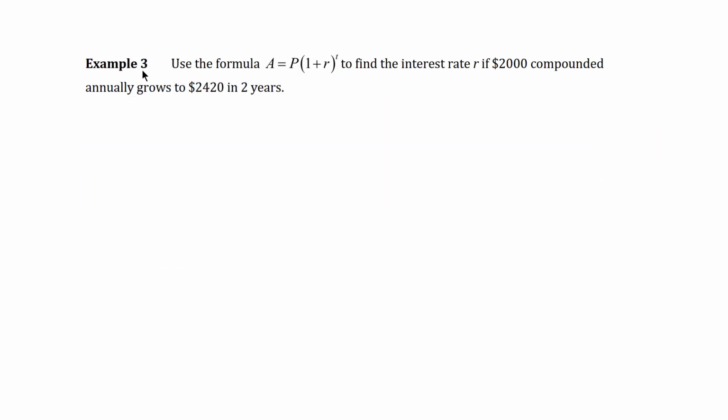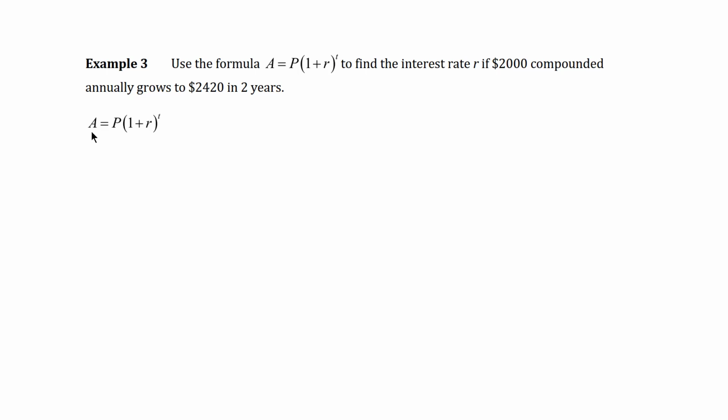For example number 3, use the formula A equals P times the parentheses 1 plus r raised to the t power to find the interest rate r if $2,000 compounded annually grows to $2,420 in 2 years. In order to find the interest rate r, we just go ahead and plug in the values they gave us into the compound interest formula.